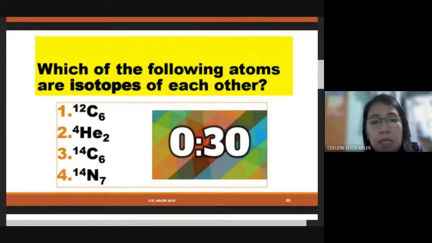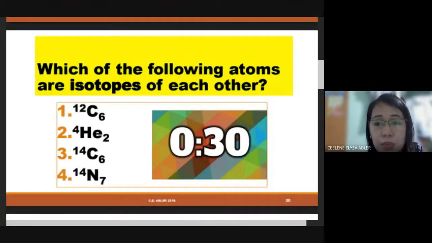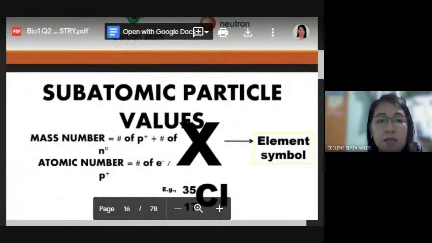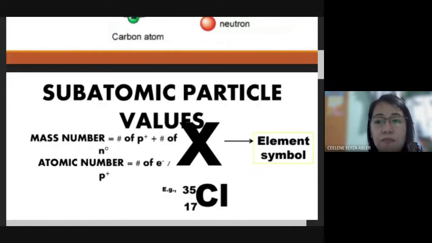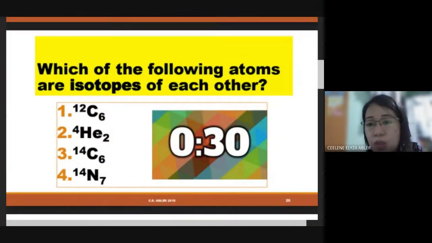Right. So let's have this one. Which of the following atoms are isotopes of each other? Let's recall what is above and what is below. The upper one is the mass number and we have the atomic number below. The atomic number is equal to the number of your electrons and your protons, and the mass number is equal to the number of your protons and the neutrons.